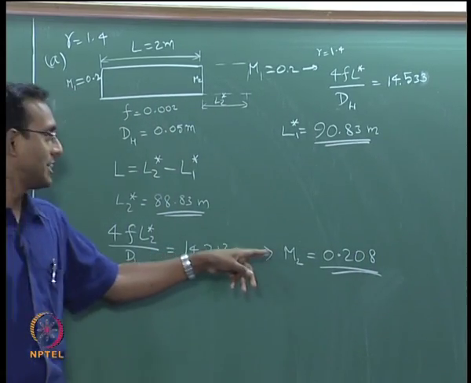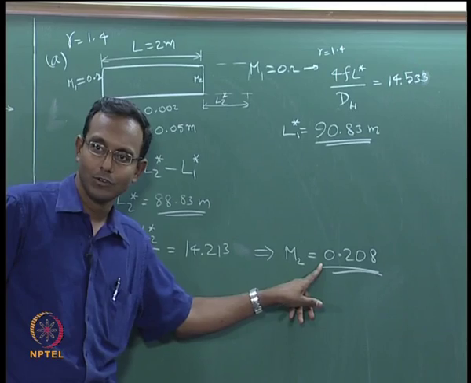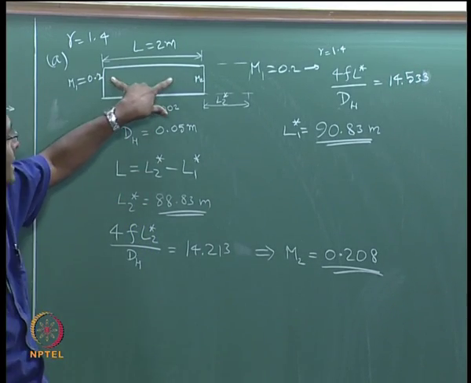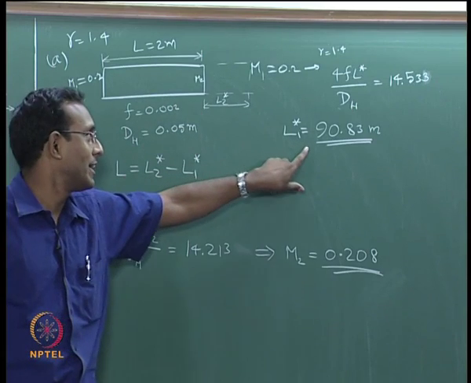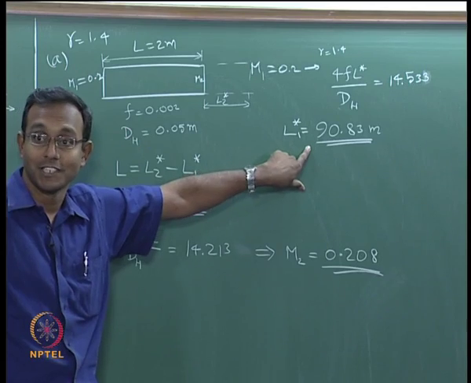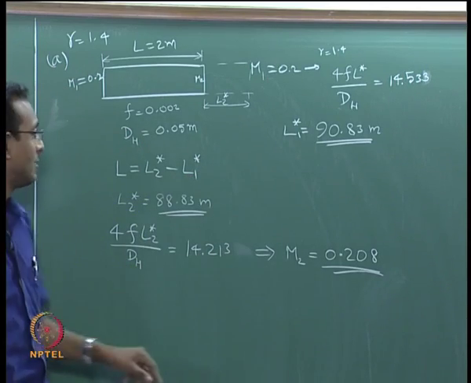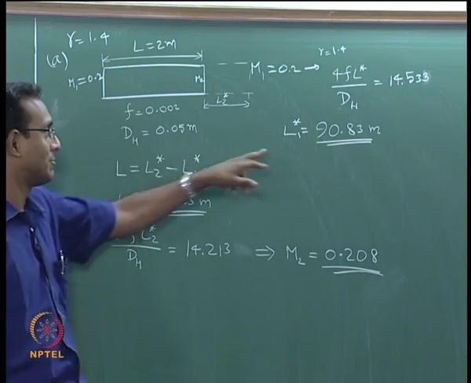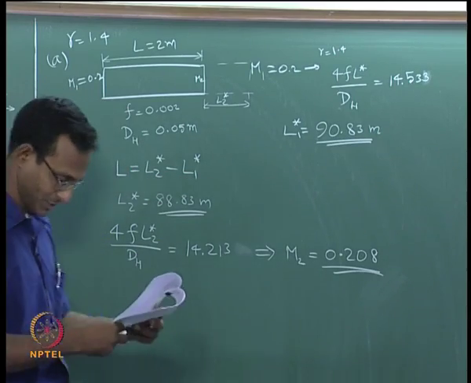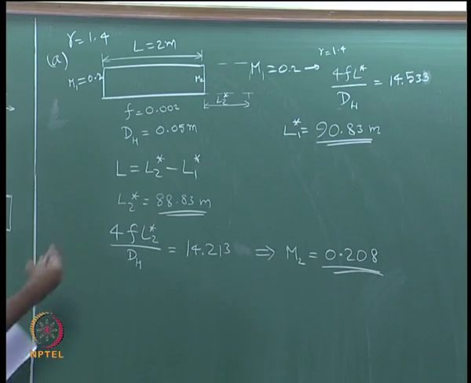If you look at it, it has changed only from 0.20 to 0.208, because this length is far smaller compared to my L1 star that I have here. L is 2 meters, L1 star is 90 meters. It is not that much of a change when I look at the overall needed length. So there is not much of a change. So this is the first problem.